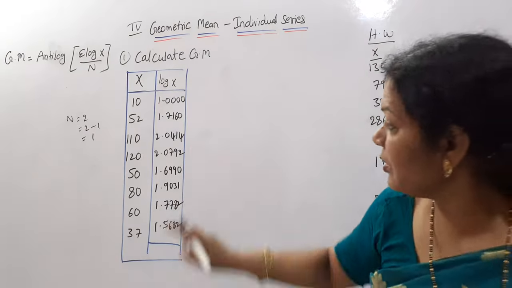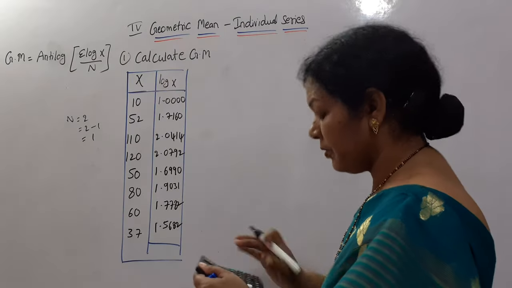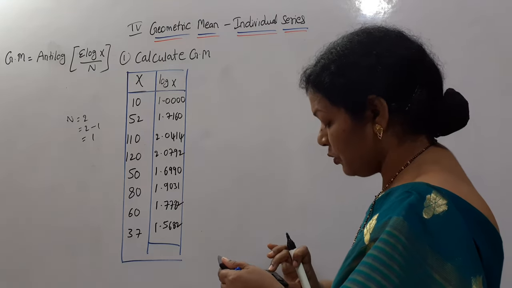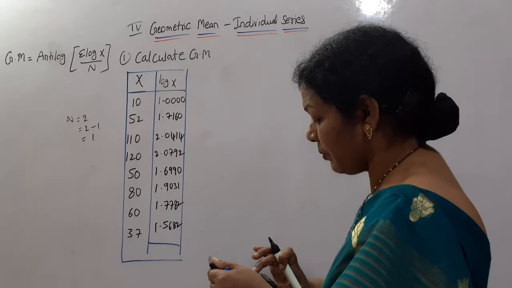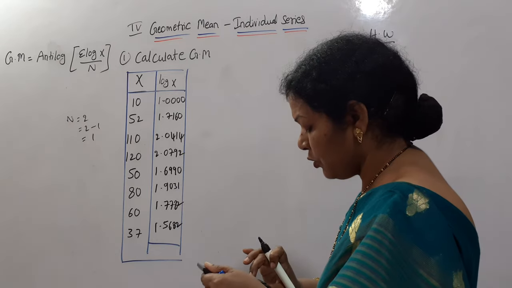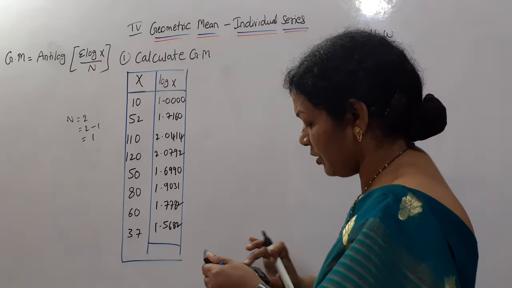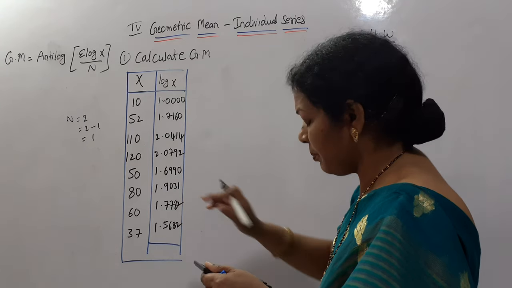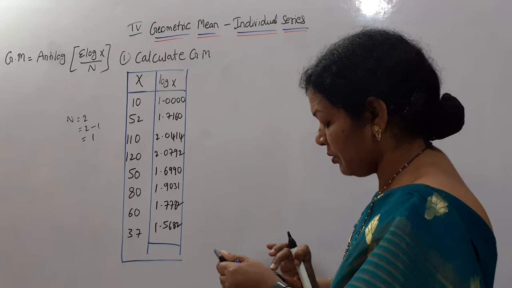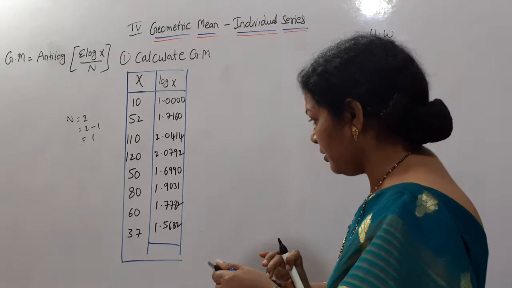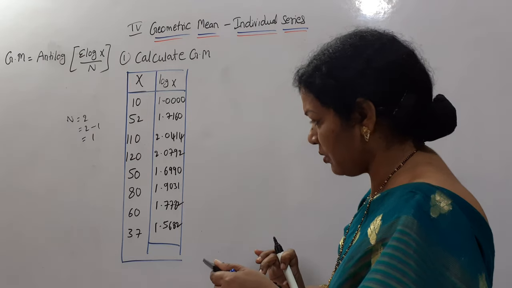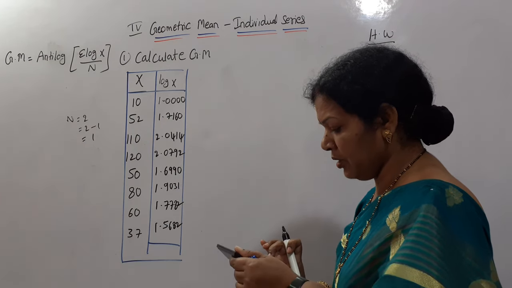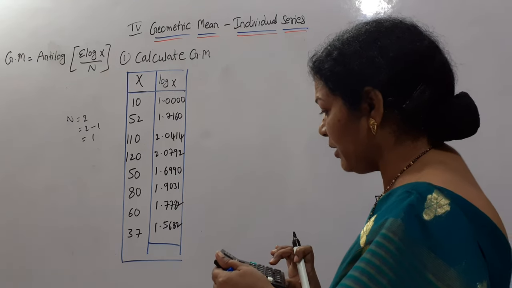Now what we need? Sigma log x, meaning we need to total up these. If we total up: first one is 1, plus the second one 1.7160, and 2.0414, plus the fourth one 2.0792, and 1.6990, and 1.9031. Next one 1.7782, and the last one 1.5682. Total, if we see, 13.7851.